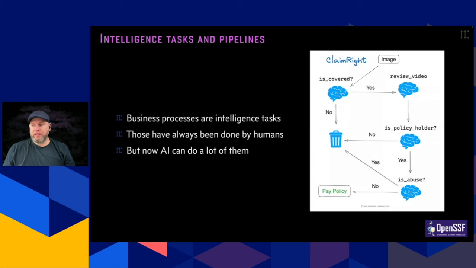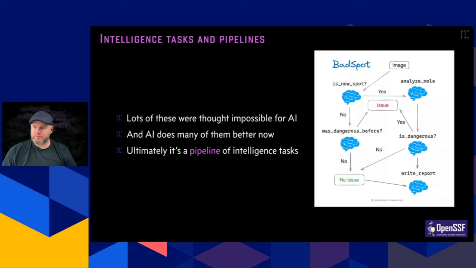So I think the best way to think about AI in the context of business is to imagine business as a series of intelligence tasks. It's an intelligence task, but it's stacked with another intelligence task, and they're all built into this pipeline. Let's say you work at an insurance company and you have to gather evidence, look at the evidence, and then at the very end, make a decision: are we going to pay this policy or not? That's an example of a sequence of intelligence tasks.